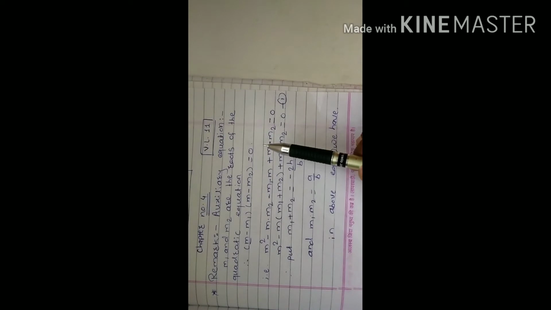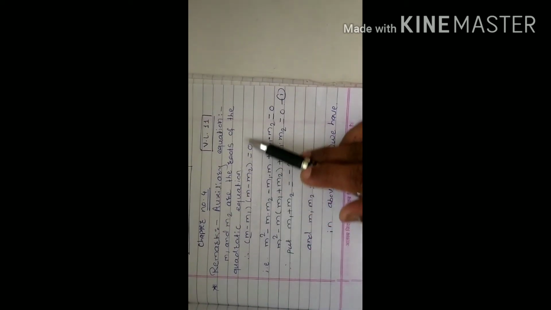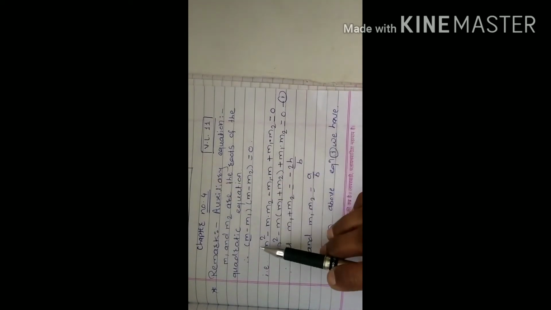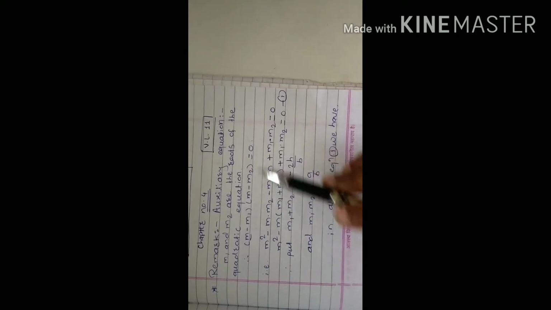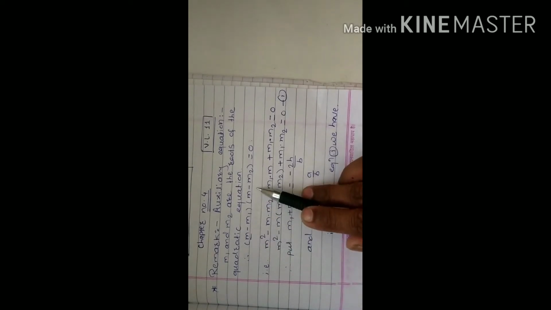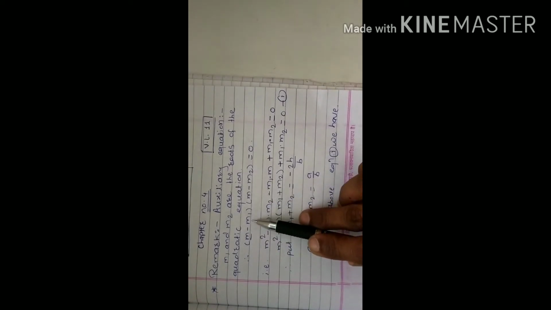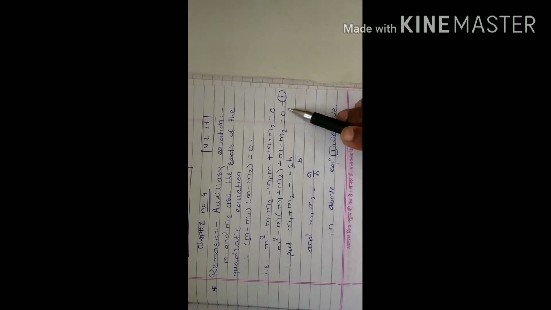Hello students, now we are continuing the next points of pair of straight lines. We have already studied about the auxiliary equation, so we will see m1 and m2 are the roots of the quadratic equation. That is, take in the first bracket m minus m1, in the second bracket m minus m2, equal to 0. Multiply m into this bracket and minus m1 into this bracket. We get the equation m square minus m into (m1 plus m2) plus m1 into m2 is equal to 0.